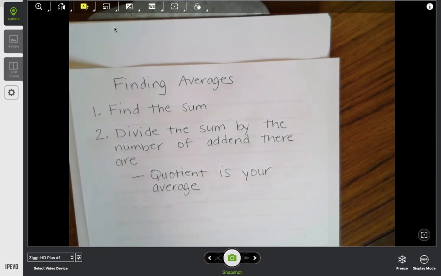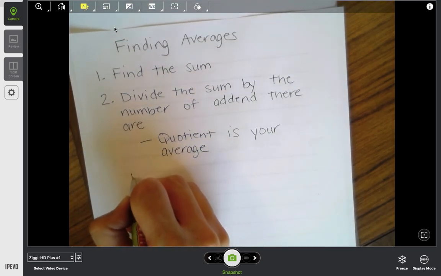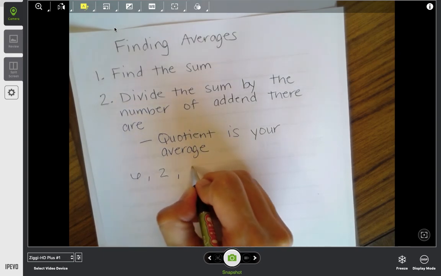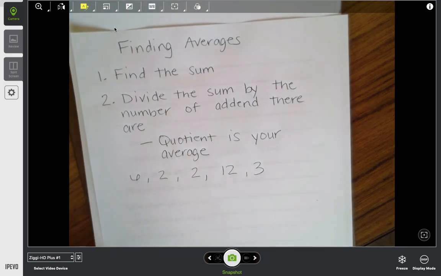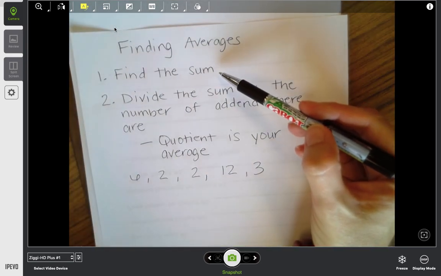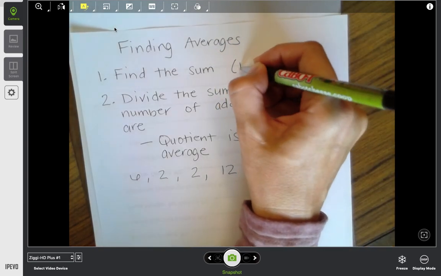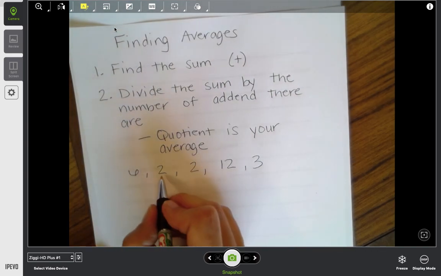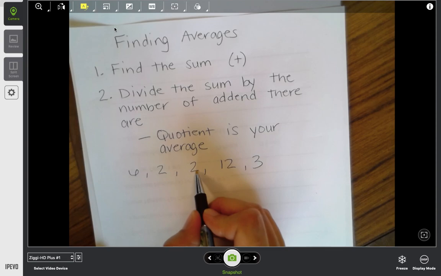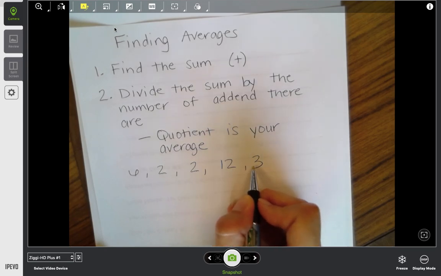So let's take some numbers. Let's say that I have a data set with these numbers: 6, 2, 2, 12, and 3. Okay, step number one tells me to find the sum of those numbers. And when I'm finding the sum, that means I'm going to add them. So 6 plus 2 is 8, plus 2 is 10. 10 plus 12 is 22, and 22 plus 3 is 25.